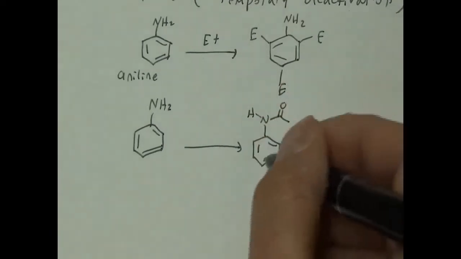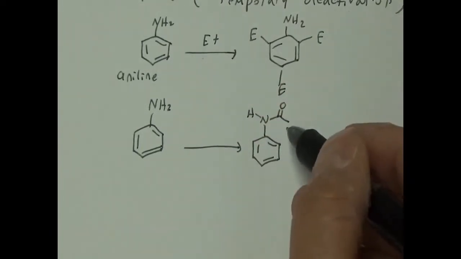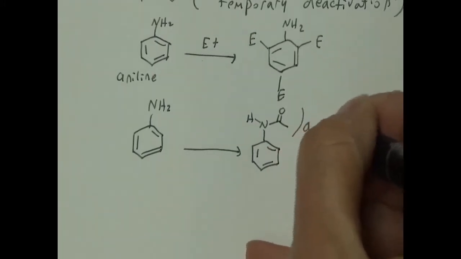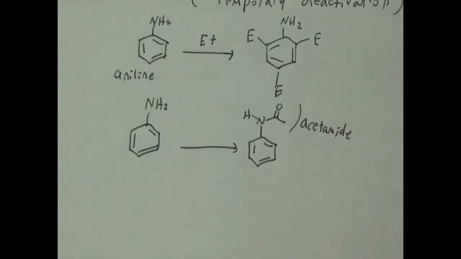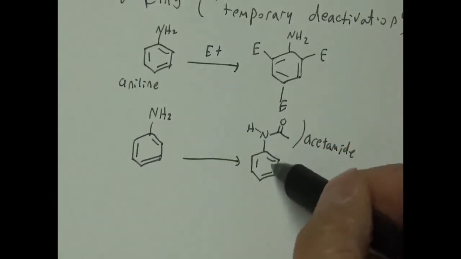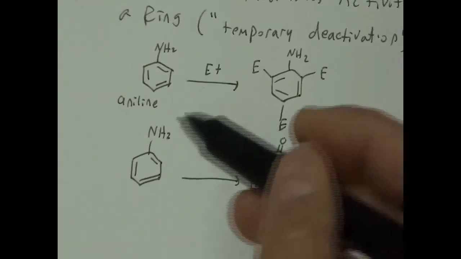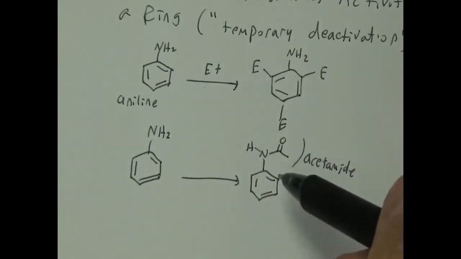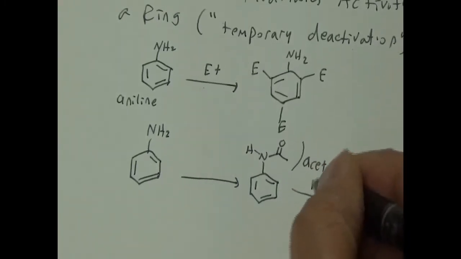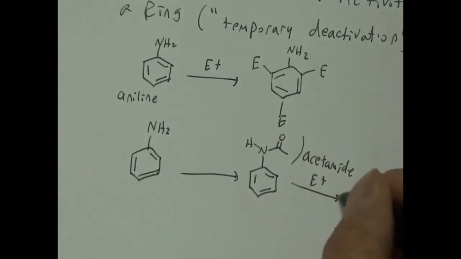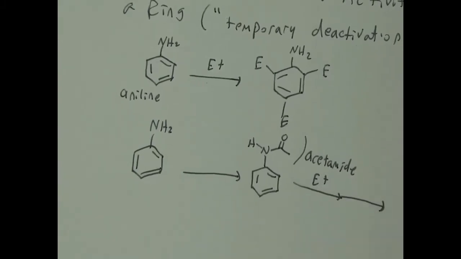This is called acetamide, A-C-E-T-A-M-I-D-E, acetamide. And yeah, okay, so this is group 1, right? Remember our little group chart? This is group 1, this is group 2. This is slightly less active, right? So by being slightly less active, we throw in an electrophile, right? Where's the electrophile going to go?